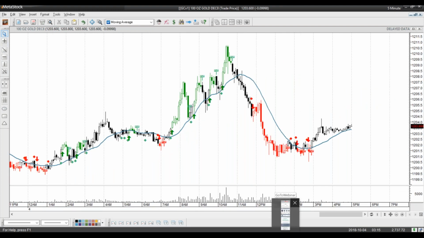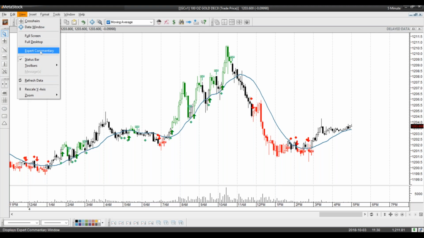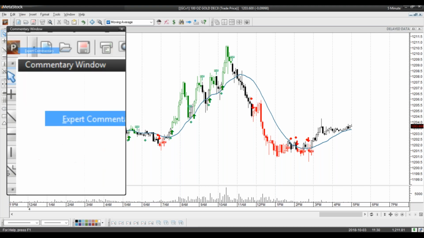Okay. Now, let's have a look at other parts of this indicator, because what the other parts that Jeff and his team put together here, I think really complement the signals and really help individuals as traders manage their trades. What I'm talking about is if you go to the top left of your chart here and click on view, there's an item called expert commentary. So if I click on that, it brings up a box.